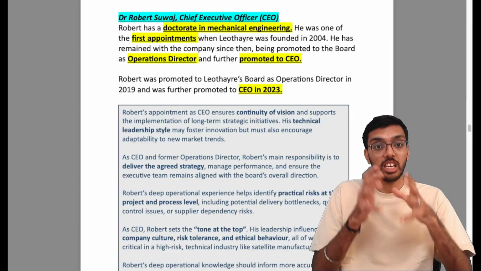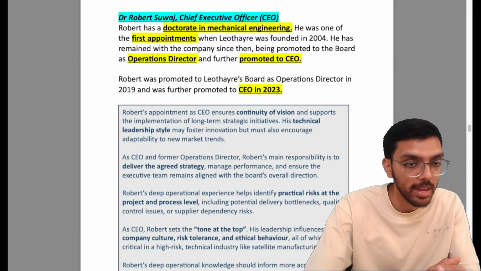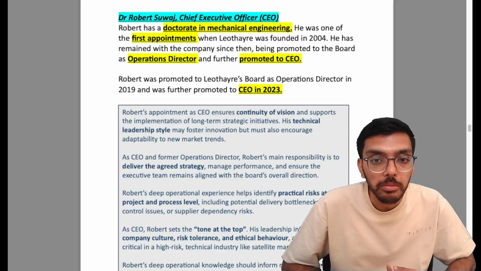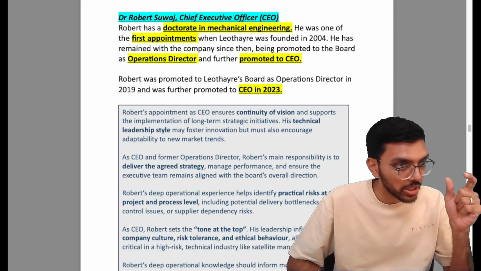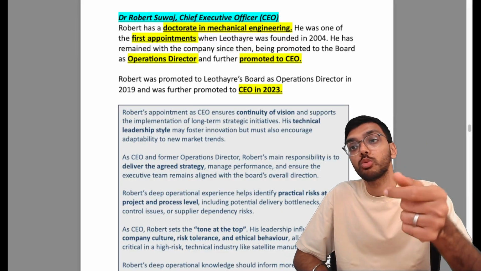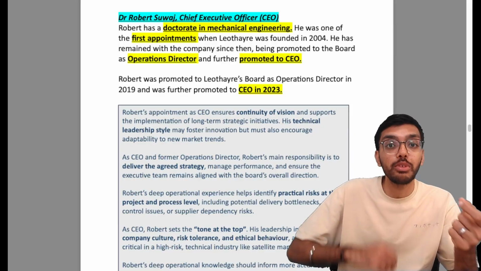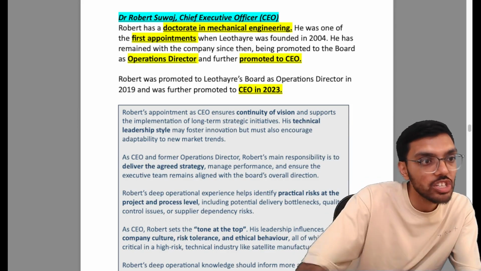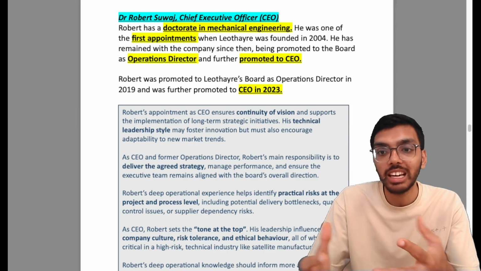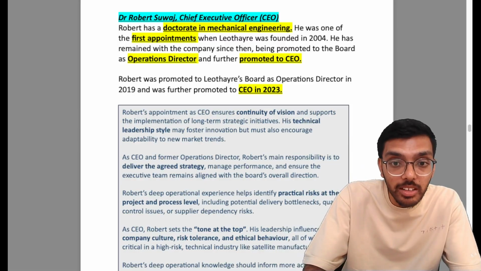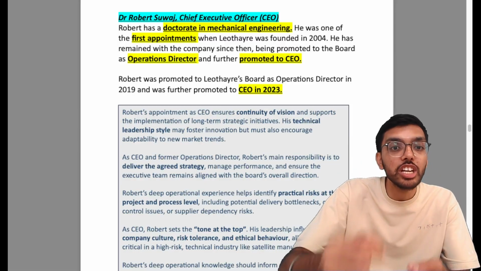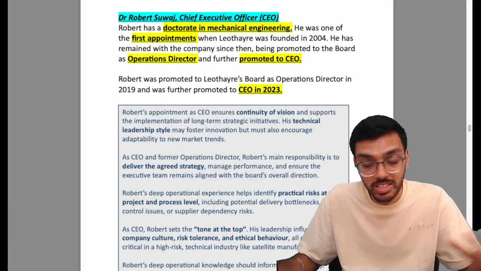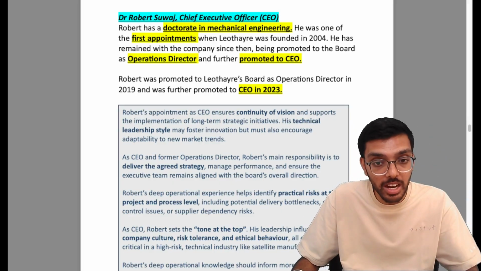Again, CEO is the person who leads the day-to-day of the company. So Robert's appointment as CEO ensures continuity of vision, because what was our vision? To become the best and to service all clients' needs. If we have a mechanical engineer heading this company, then naturally he will be more and more inclined to get the mechanics of a satellite correct. So his technical leadership style may foster innovation because he has that technology at the back of his head.